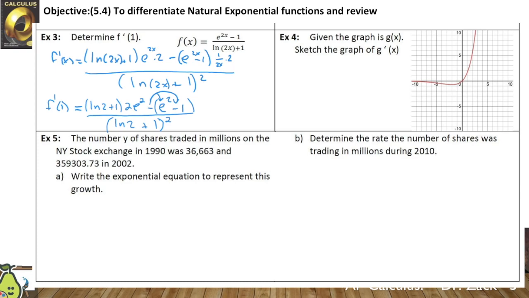Okay, here's g of x. We want to sketch g prime of x. It feels like it's been a long time since we've done this. So when you sketch a graph, remember you want to think about where it's flattening out. I see a horizontal tangent line near the -2. So I'm going to make a little chart.